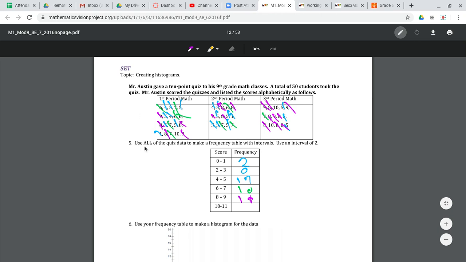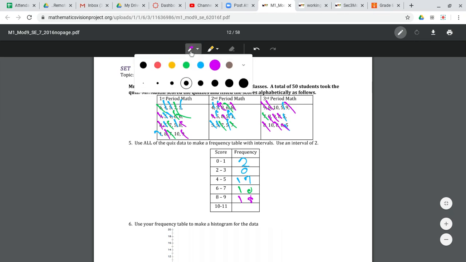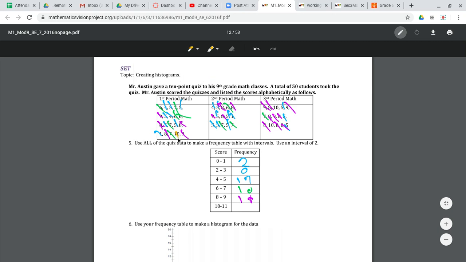And last but not least, we have the 10 to 11. So if we look, there are no 10s or 11s here. We've got this 10, so there's 2, and there's 3. So we end up with 3 for frequency here. So this is the frequency.